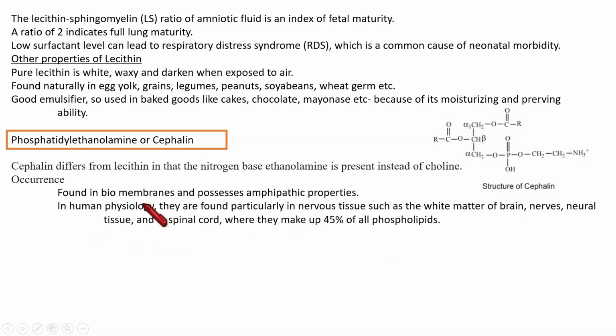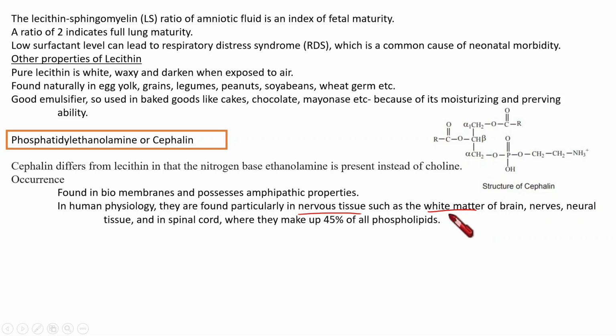In human physiology, it is especially found in the nervous tissue as white matter. Then I don't know whether you know it or not. What is the difference between white matter and gray matter? White matter, as the name implies, appears white because of the covering of myelin sheath around the nerves. And gray matter is devoid of that myelin sheath and it appears gray. So that's one difference.